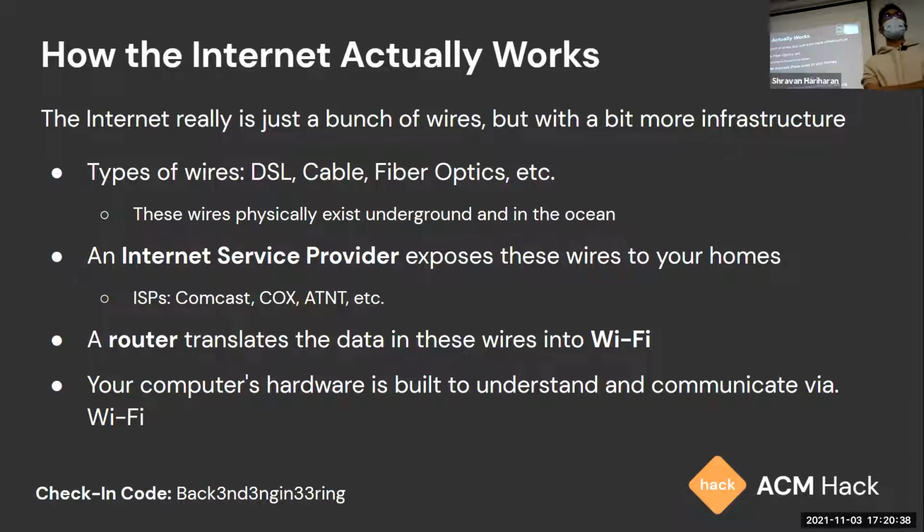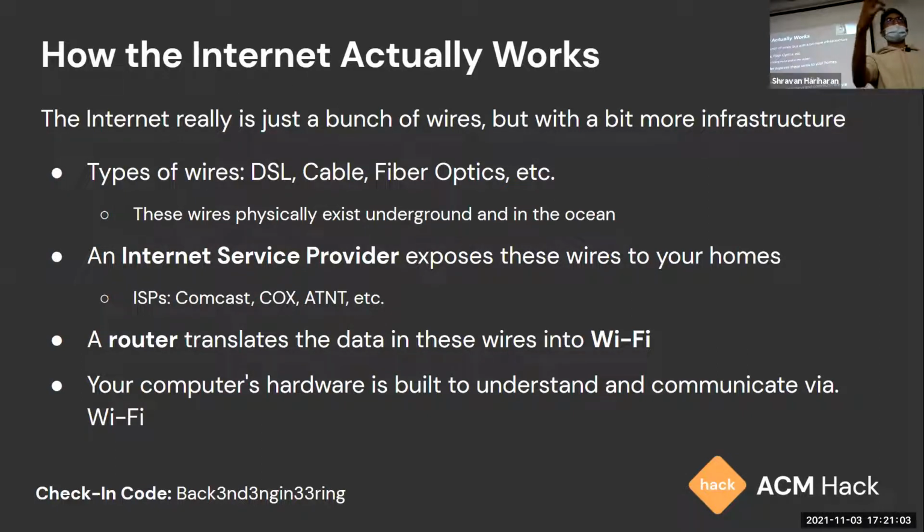Like I mentioned, the internet has a ton of wires, and some of the wires include DSL, cable, fiber optics, etc. When you have cable connected to your TV, for example, or for your internet, this is the type of cable you're talking about. Fiber Wi-Fi uses fiber optic wires. It's a newer technology, which is why it's so much faster than other types of internet.